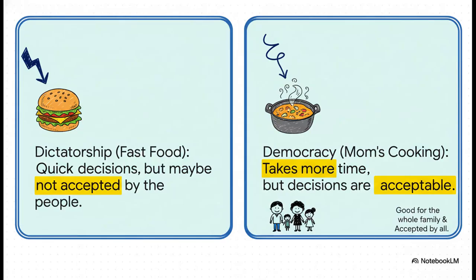Let me give you a simple analogy. Think of a dictatorship like fast food. It's super quick, right? But maybe not everyone likes it, and it's probably not good for you in the long run. Now, democracy, that's like your mom's cooking. It takes time, there's a lot of preparation, but the result? A wholesome, delicious meal that everyone in the family loves and agrees on. So that slowness is actually a strength, because the final decision is better and accepted by more people.